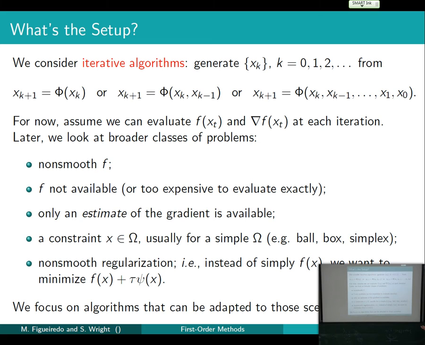The reasons for that I'll talk about a little bit later. I'm going to assume that we can always evaluate the function and its gradient at any point. Now, in the case of learning, which is mostly what Francis talked about, you typically can't do this, because f consists of a sum over all the observations you've made of some loss function. To evaluate f and grad f, you have to look at every term in that sum, which is impossible to do in a practical time.